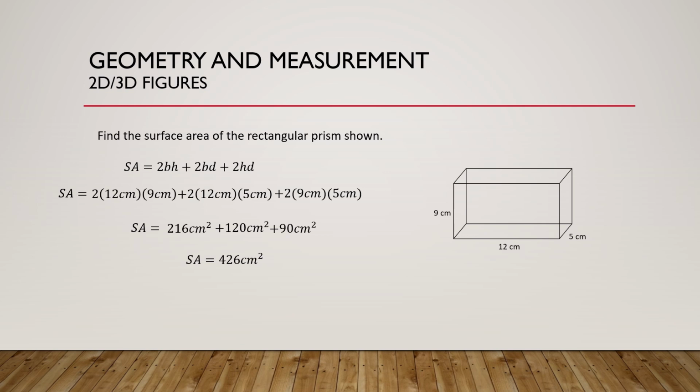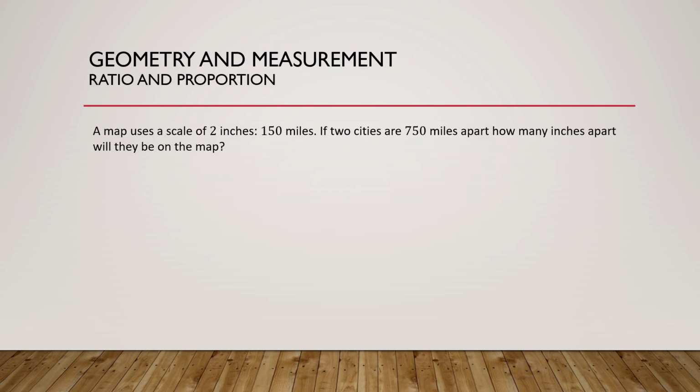square centimeters. A map uses a scale of 2 inches to 150 miles. If two cities are 750 miles apart, how many inches apart will they be on the map? This is a ratio and proportion problem. The first ratio is given by the scale 2 inches to 150 miles. This will be equal to an x number of inches on the map to 750 miles.